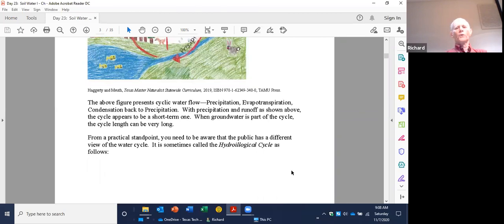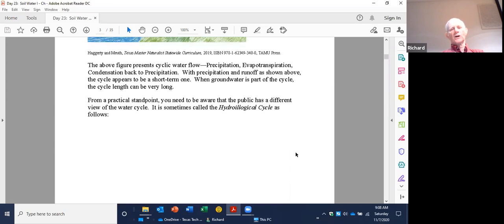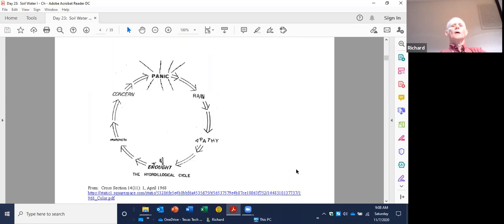From a practical standpoint, you need to be aware that the public has a different perception of the water cycle. Sometimes it's called the hydrological cycle. If we don't have any rain, there's panic. If you remember back in the Lubbock area about 2 months ago, we were in a fairly severe drought and they were panicking. The weather people on TV were pulling out their hair, ranting, we don't have any water. And then we got some of that snow, hail, a little bit of precipitation, and so apathy again.